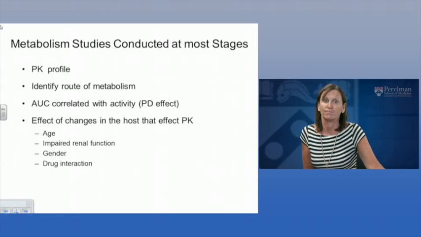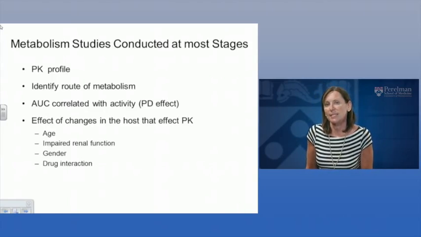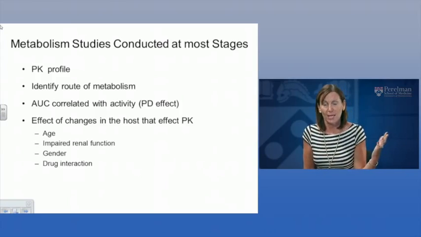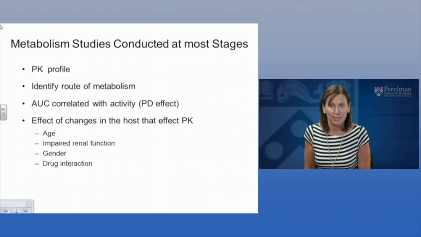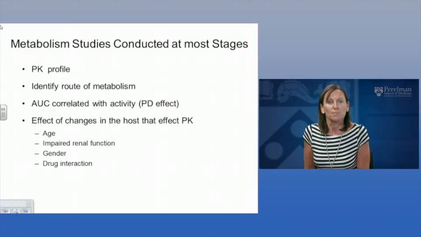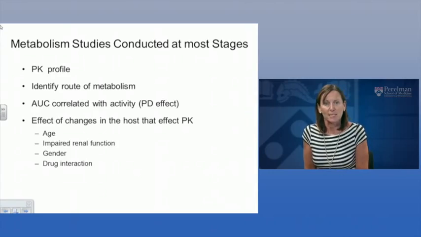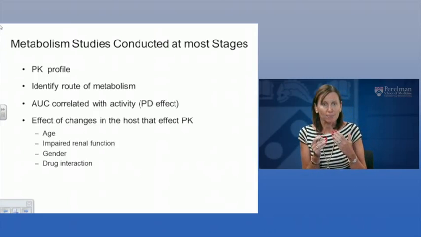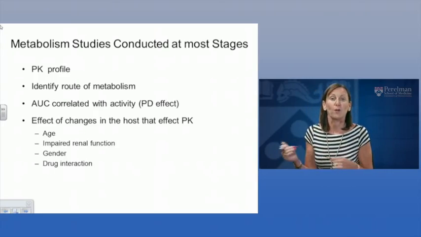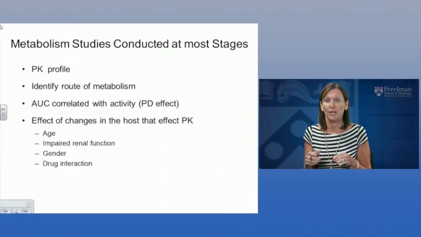The metabolism studies that are conducted at most stages include all of the testing to exemplify the PK principles. So route of administration, absorption, bioavailability, metabolism, rates of elimination. We use the area under the curve to try and extrapolate not only the PK profile, but also the pharmacodynamic or efficacy profile.